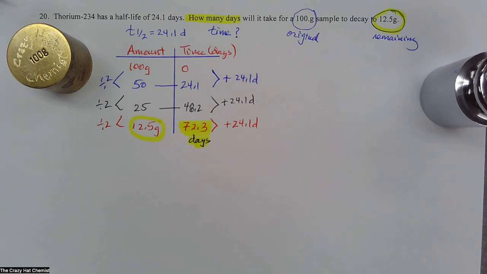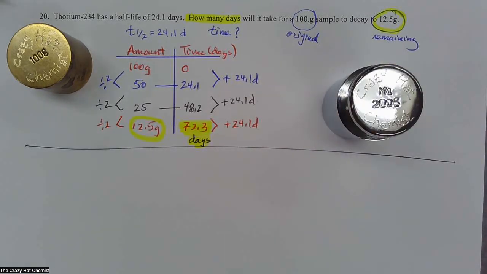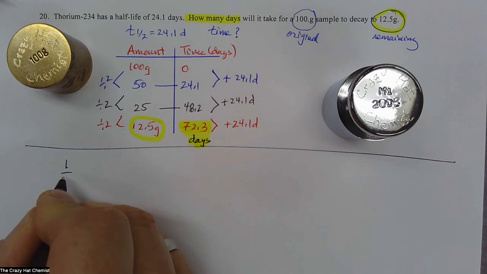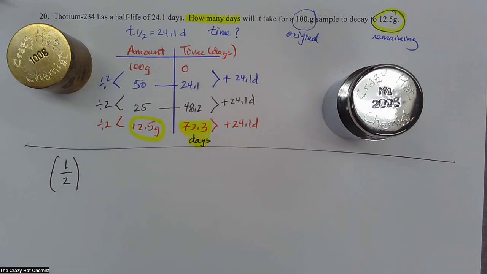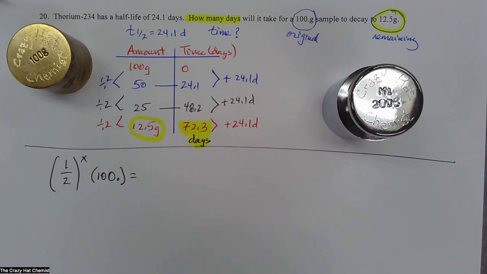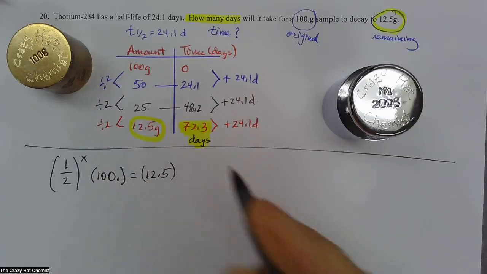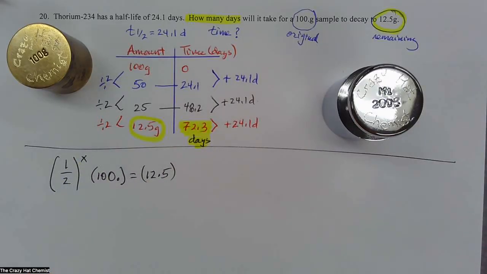Let's try another method, and that other method is the method that most students prefer, to be quite frank. So what we're going to do is take 1/2 to the power of the number of half-lives. We do not know the number of half-lives, so we're going to call that X. That X is the number of half-lives. The amount that is originally present is 100 grams, and the amount that is remaining is 12.5 grams. So what we need to do is solve for X.